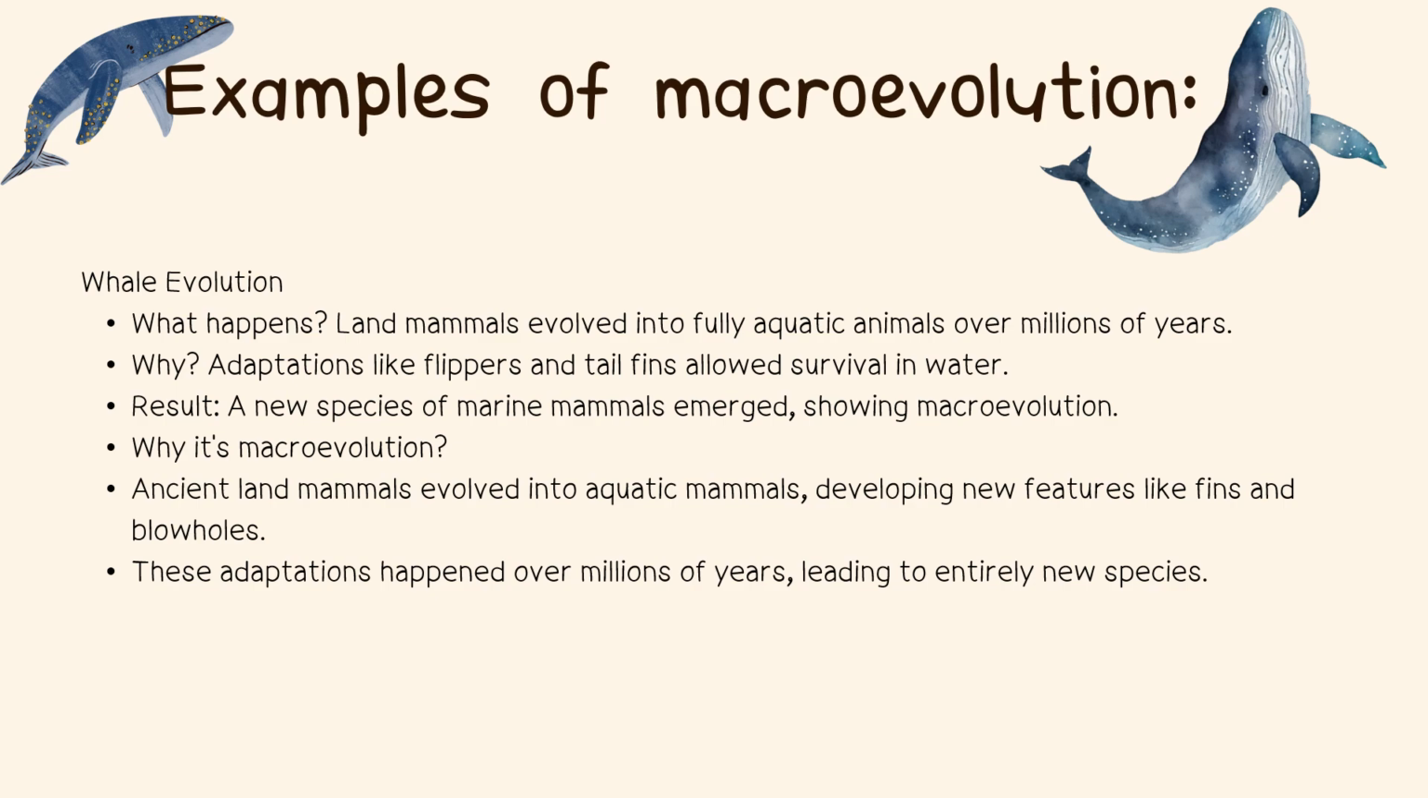Macroevolution, whale evolution. What happens? Land mammals evolved into fully aquatic animals over millions of years. Why? Adaptations like flippers and tail fins allowed survival in water. Result: a new species of marine mammals emerged, showing macroevolution. Why? It's macroevolution. Ancient land mammals evolved into aquatic mammals, developing new features like fins and blowholes. These adaptations happen over millions of years, leading to an entirely new species.